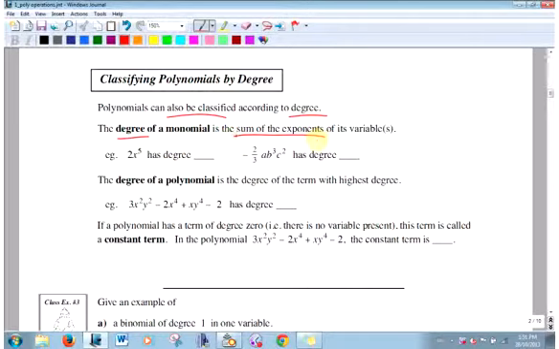It's the sum of the exponents of its variables. Okay, that's just for a monomial. This is going to get tricky here, so pay attention. What's the sum of the exponents? There's only 1 here, so it's a 5. What's the sum of all these exponents? I'll give you 3 options, 4, 5, or 6. Who likes 4? Who likes 5? Who likes 6?